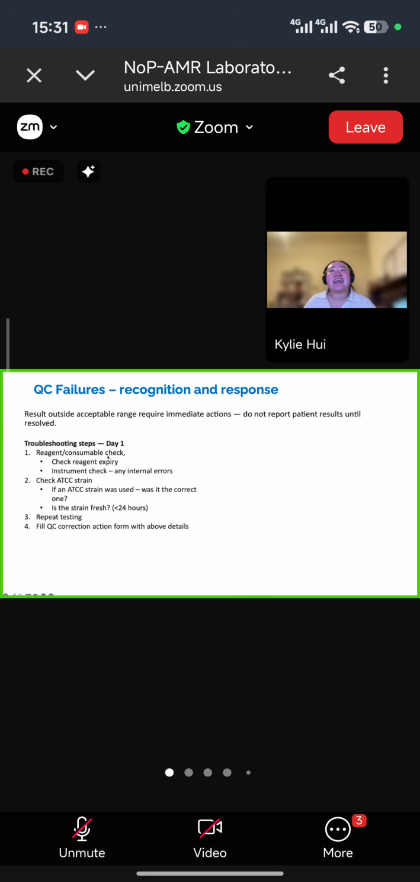So day one, our QC has failed, so we want to check our reagent and consumables. What are we checking? We're checking things like the reagent expiry and also an instrument check, so if there are any internal errors.